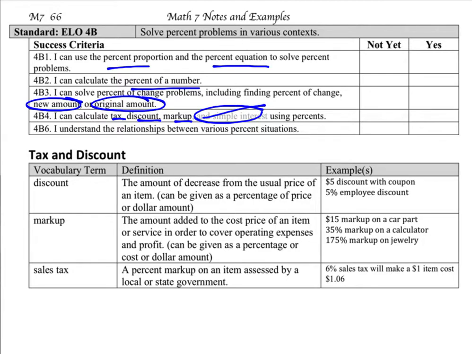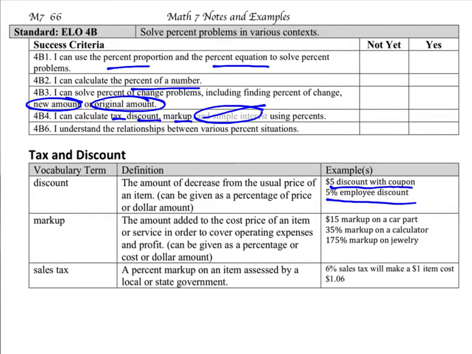First, discount. Discount is the amount of decrease from the usual price of an item. Can be given as a percentage of price or a dollar amount. For example, you could get a $5 discount with a coupon. That is not a percent, it's just a dollar amount. You could get a 5% employee discount. A lot of times discounts are given as percents though.